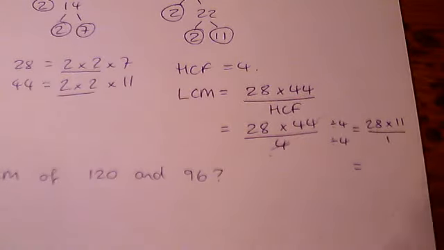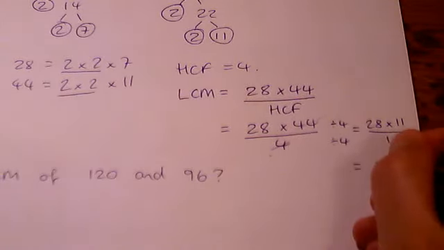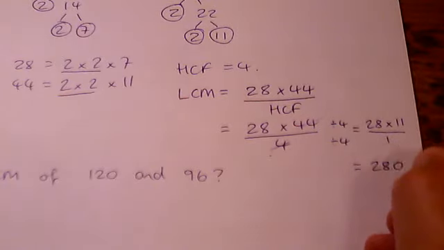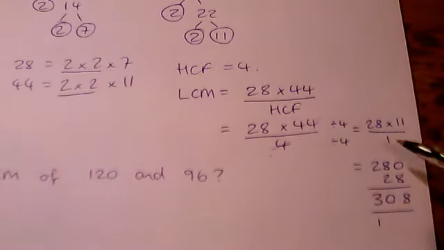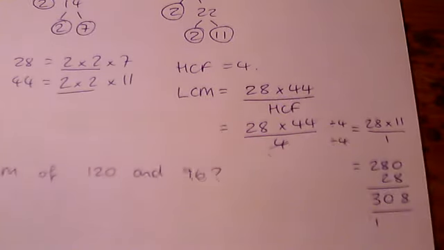28 times 11 is a bit easier to do. So you do 28 times 10, and you add 28. And you get your total 308. Ignore the divide by 1. Divide by 1 is just the number that you had. So we had 28 times 11, 308. Divided by 1, still 308. So the answer for the least common multiple in this case is 308.